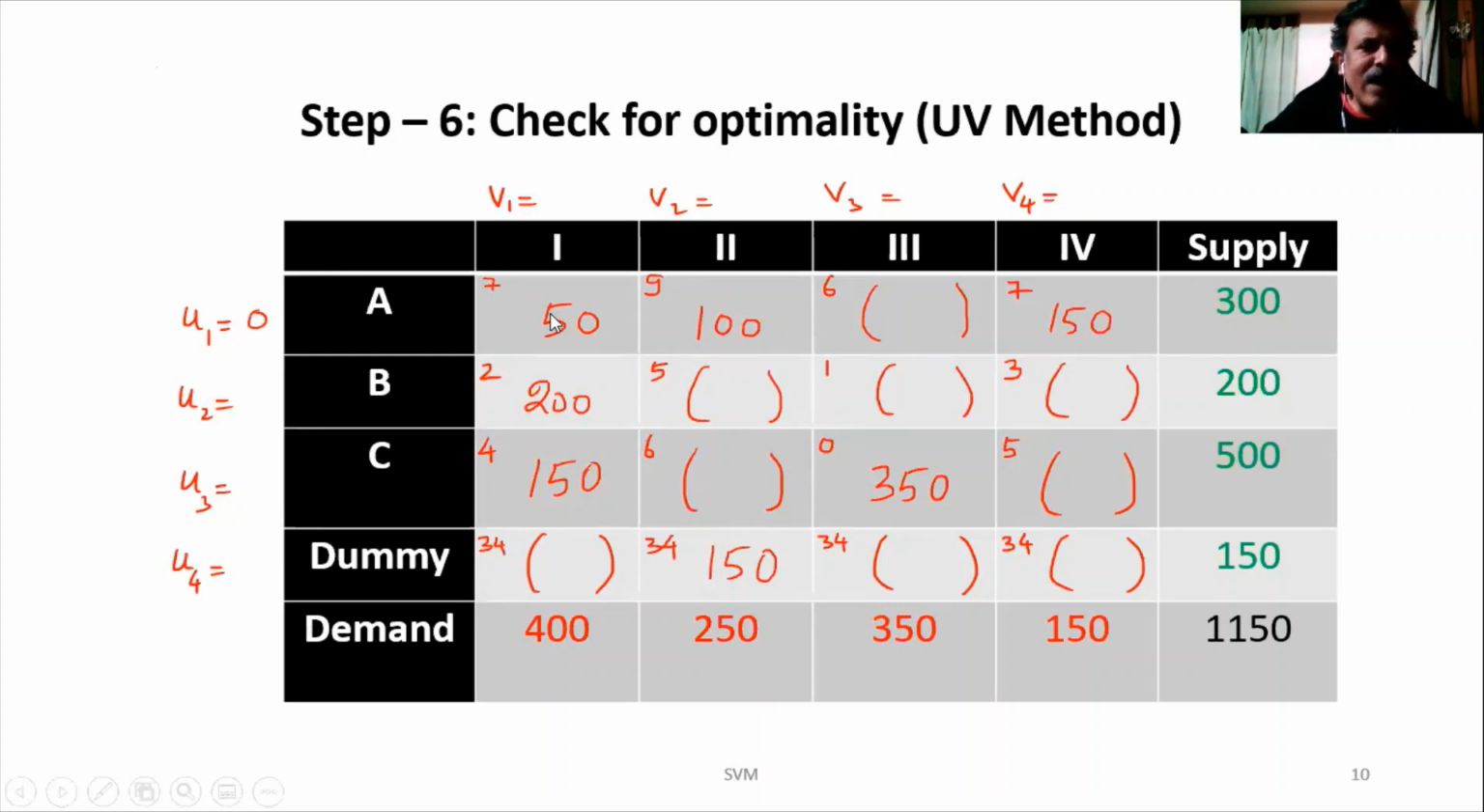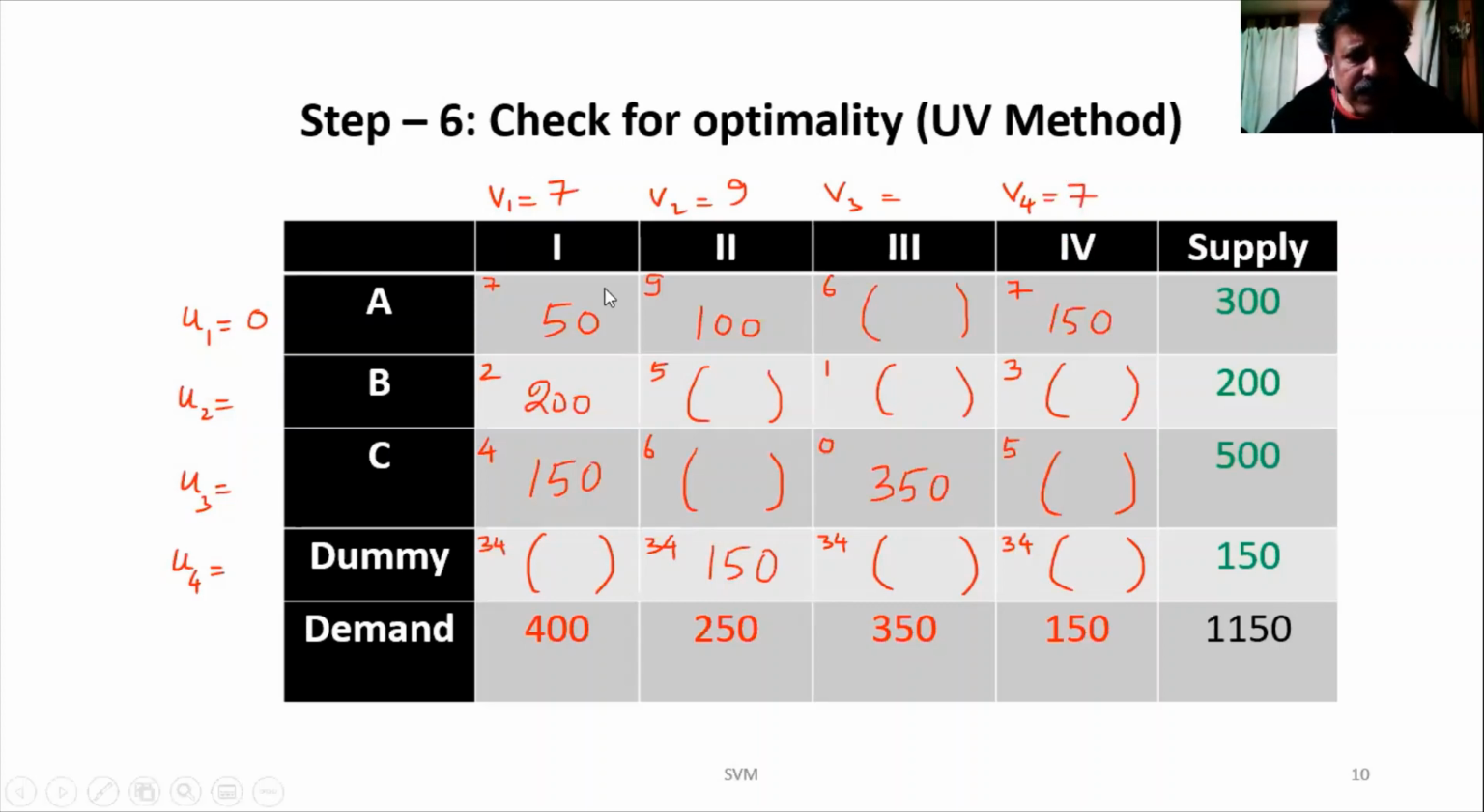How we do that? Ui plus Vj should give you the corresponding cost. Means this U1, suppose if I come to this first allocated cell, what is the cost here? 7 is the cost. Means the corresponding U value is 0. Corresponding V value we don't know. But if I add this U and V, I should get this 7. That means 0 plus something, I should get 7. So that something should be 7 only. Coming to the next allocation, that is here. 0 plus something, I should get this 9. So that something should be 9. Move on to the next allocation. Here it is. 0 plus something, I should get 7. That something should be 7.